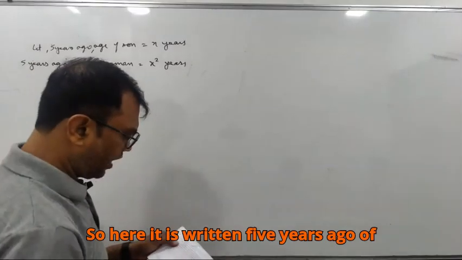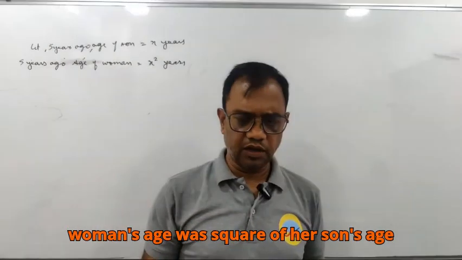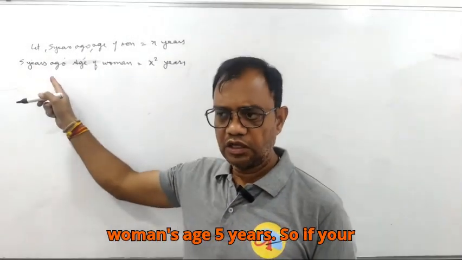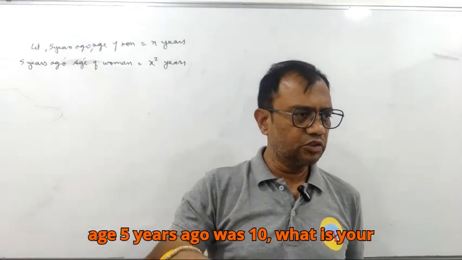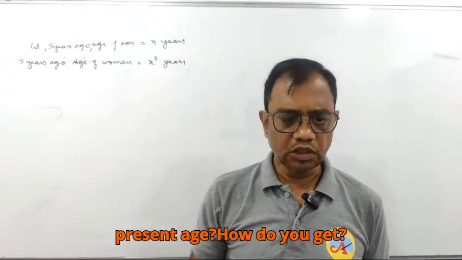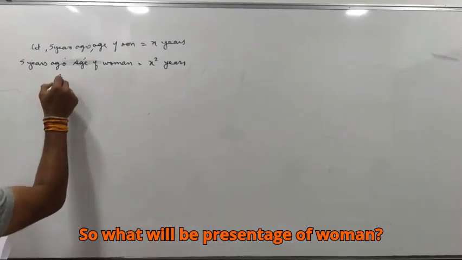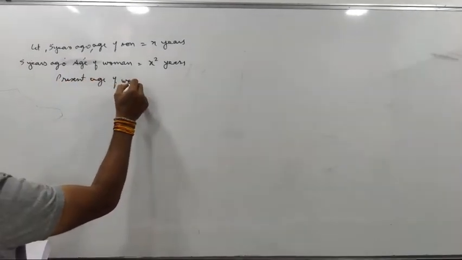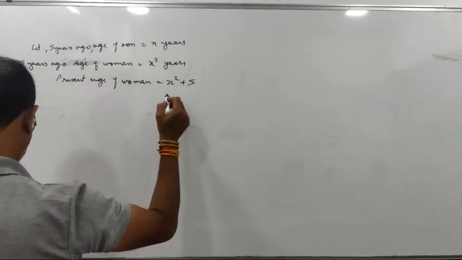Here it is written that 5 years ago a woman's age was the square of her son's age. So this is also the woman's age 5 years ago. If your age 5 years ago was 10, how do you get your present age? We will add 5. So what will be the present age of the woman? x square plus 5.